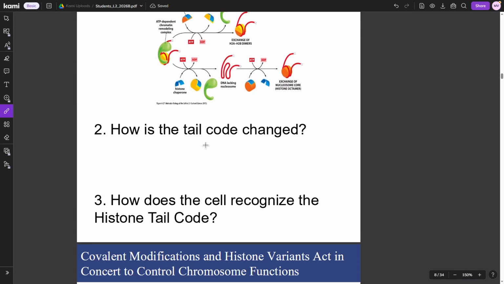The tail code is specifically done through erasers and writers, right? And how does the cell recognize the histone? Through readers, right? Readers. So it recognizes through readers.